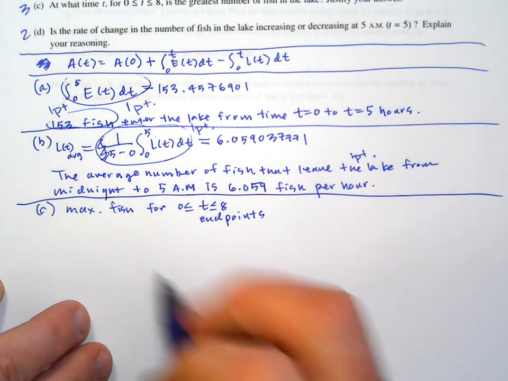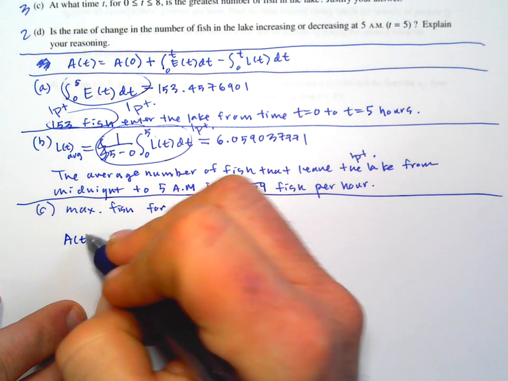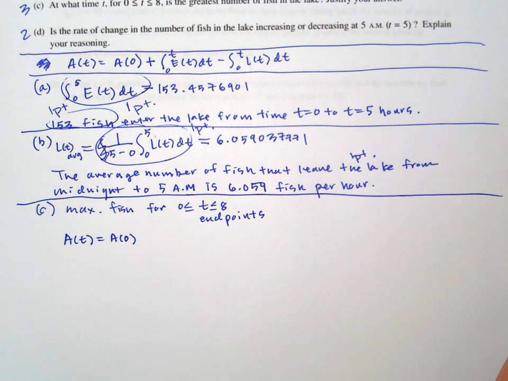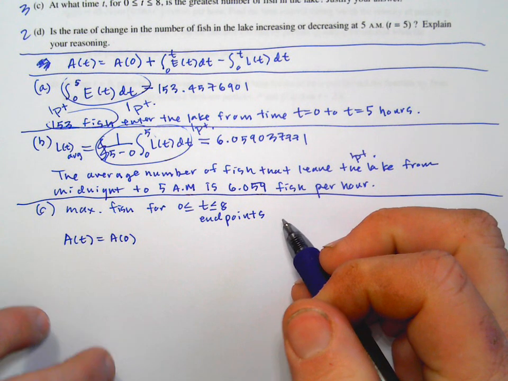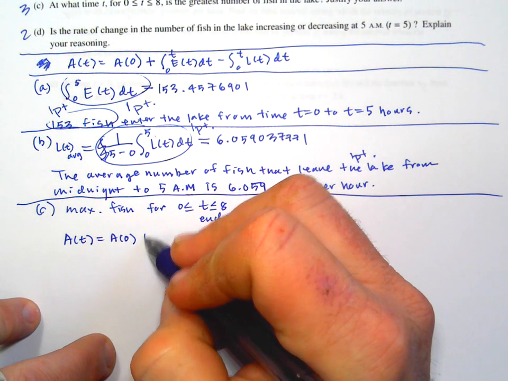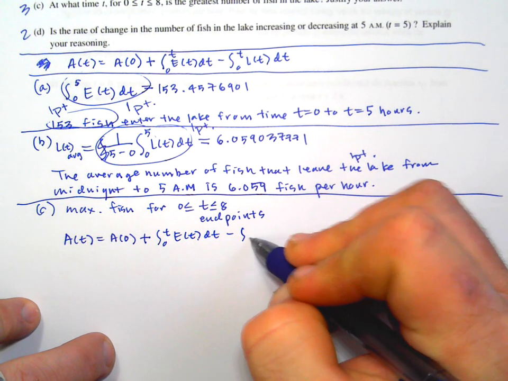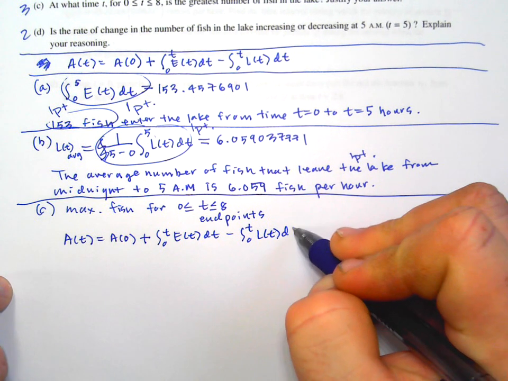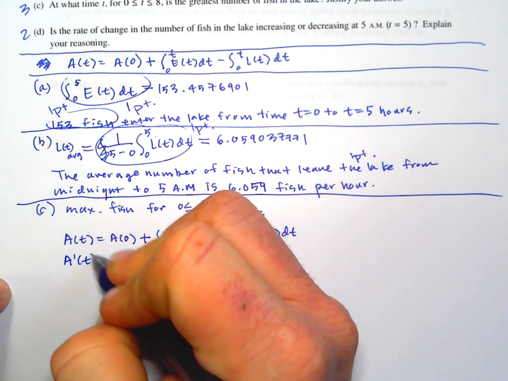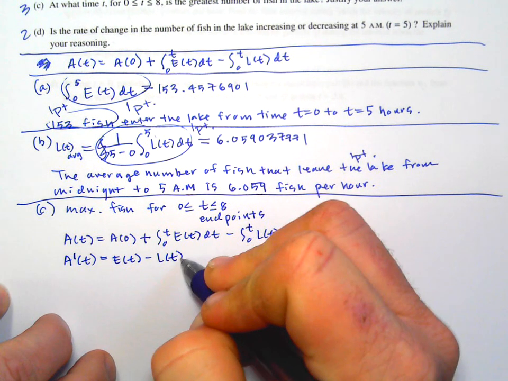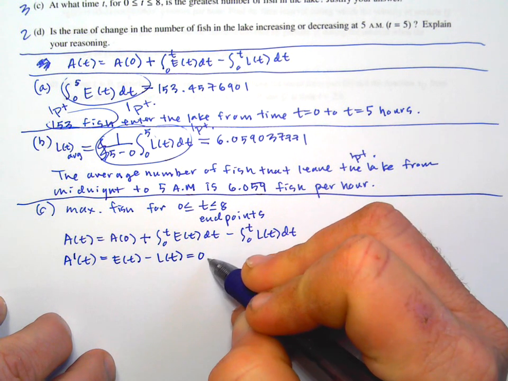We need critical points. So I'm going to go ahead and just write our rate model down. Now, I don't remember seeing anywhere that said there was no fish in the lake at time 0. But plus integral 0 to t of E(t) dt minus integral 0 to t of L(t) dt. And then I'm going to say, well, we want the derivative of that, which is going to give you E(t) minus L(t), and that is fundamental theorem of calculus part 2, equals 0 or undefined.